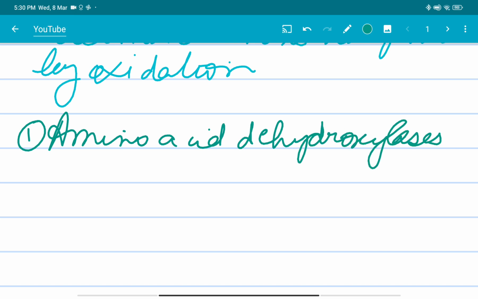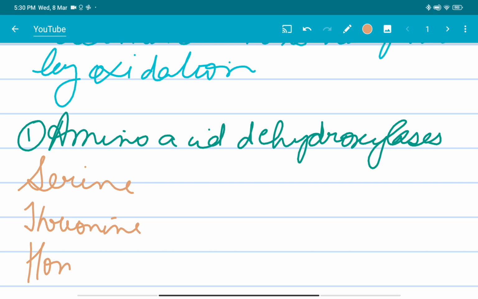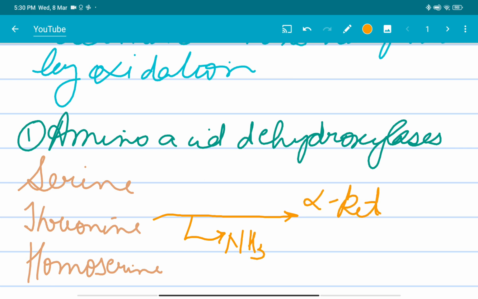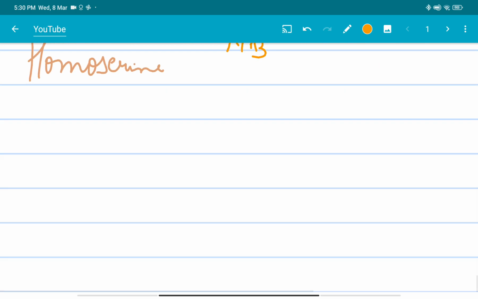Now, the amino acids which have an OH group in them are serine, threonine, and homoserine. The amino acid dehydroxylases will act on them in order to release ammonia and the respective alpha keto acid.